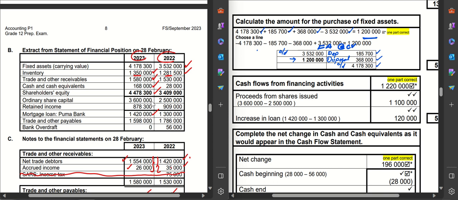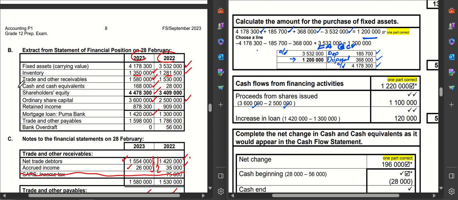If you look at the difference, it was 2.5 million on the share capital in 2022, but now it's 3.6. The difference simply means we have issued shares because there was no repurchase of shares. So if you take the difference between your 3.6 and your 2.5, it will give you the 1.1 million, which is the proceeds from issue of shares.